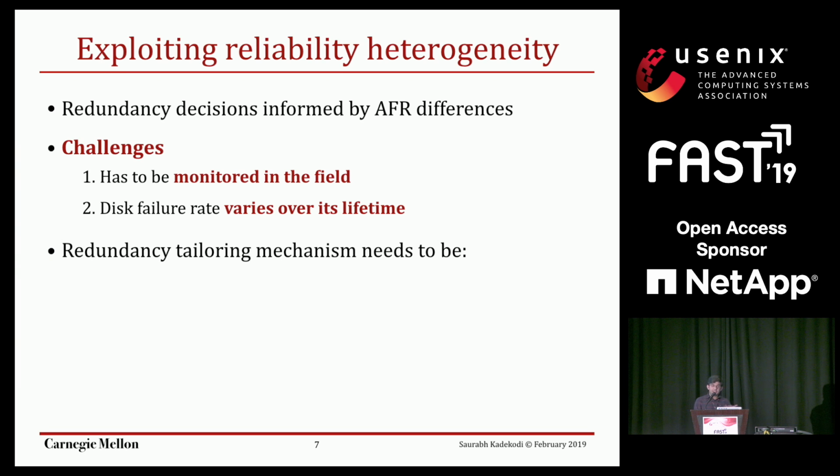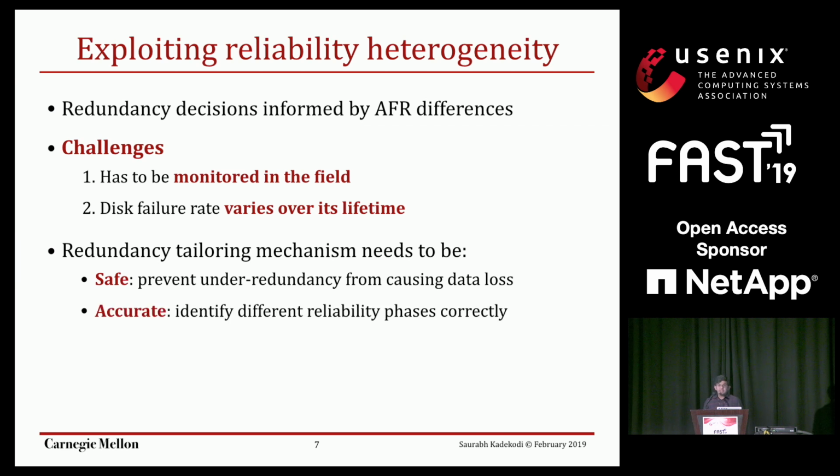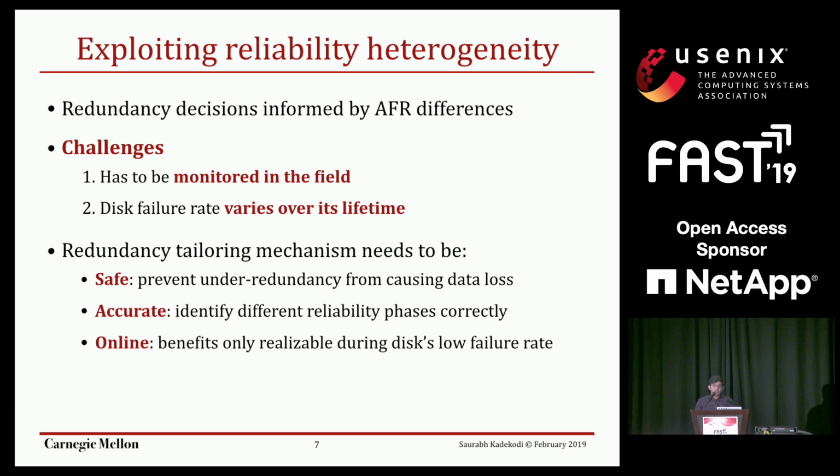Therefore, any redundancy tailoring scheme has to have the following properties. It should be safe, meaning that whichever reliability phase of life the disk is in, it should never risk data loss. Secondly, we should be accurately identifying the different phases of life because we're going to change redundancy in the different phases of life. Finally, this technique has to be online. And by online, I mean real time, which means that if you're in a particular phase of life and you realize that there was a reliability phase of life in the past where you could have optimized redundancy, that opportunity is lost. So you can only act on the reliability phase of life that you are currently in.